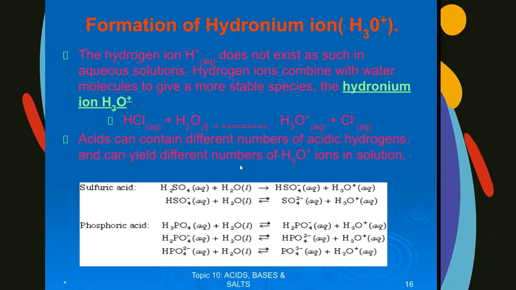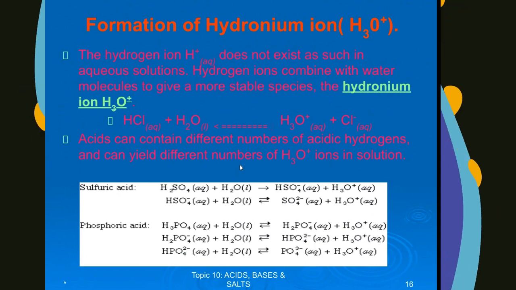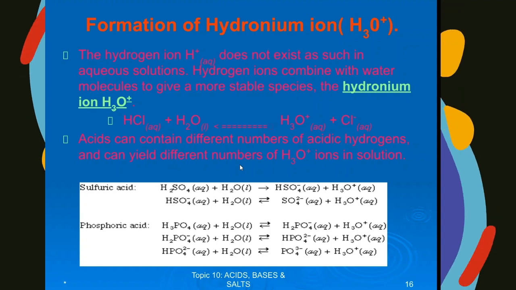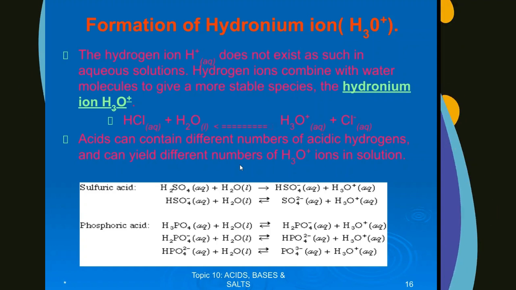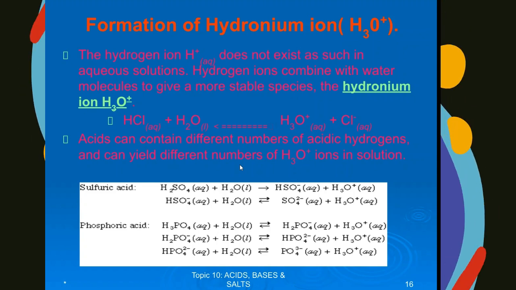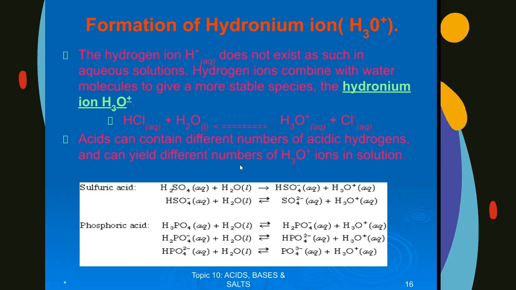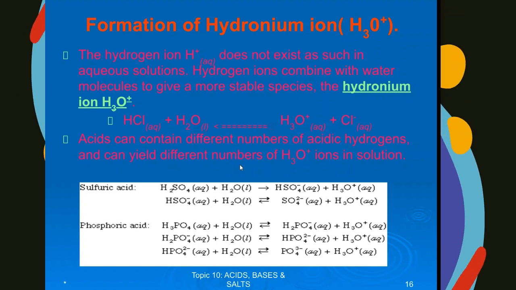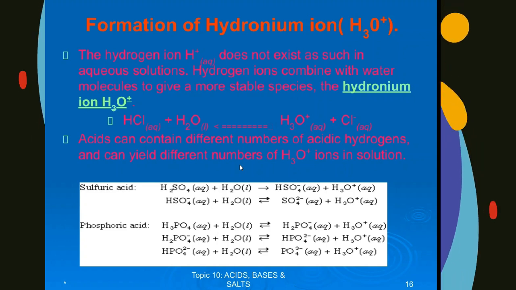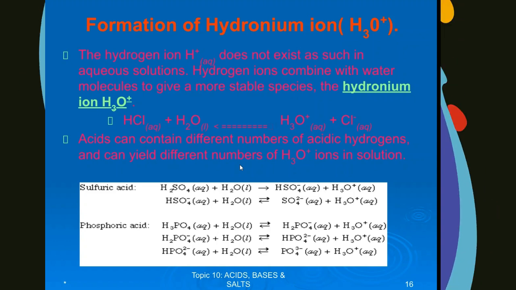Formation of hydronium ion, that is H3O plus. The hydrogen ion H plus does not exist as such in aqueous solutions. So hydrogen ions combine with water molecules to give a more stable species, that is hydronium ion H3O plus. For example, HCl plus H2O gives rise to H3O plus, that is a hydronium ion, plus Cl minus ion.